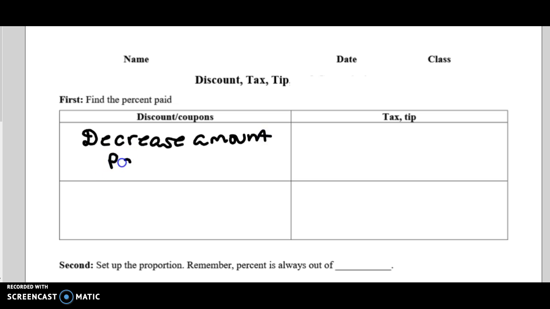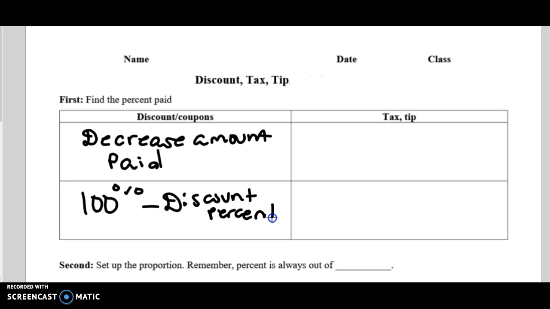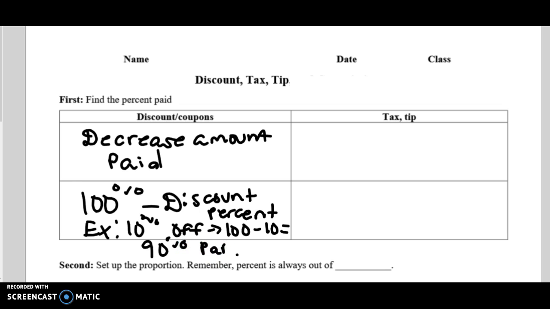If I start off with 100%, I'm going to subtract the discount percent. So for example, if it were 10% off, if I do 100 minus 10, that means I paid 90% of the original price. So that would be 90% paid.